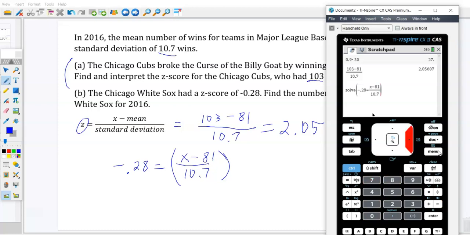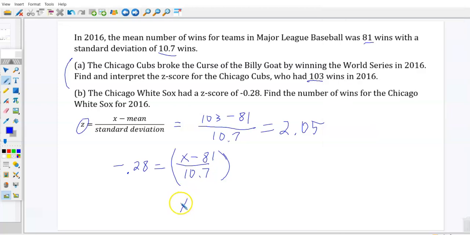If you've never used the solve command, put your cursor to the right, but not outside the parentheses. Type a comma, at the very bottom left of your screen on the TI-Nspire, and then type the variable you're solving for, in this case x, and it will solve it for you. Okay, so we get x equals 78.004. Normally I round to a couple decimals there, but I'm just going to say 78.